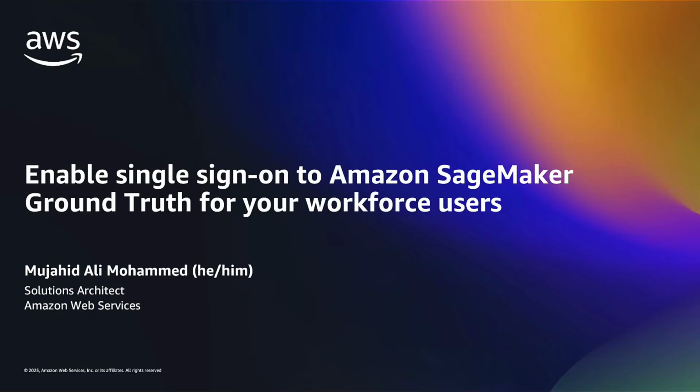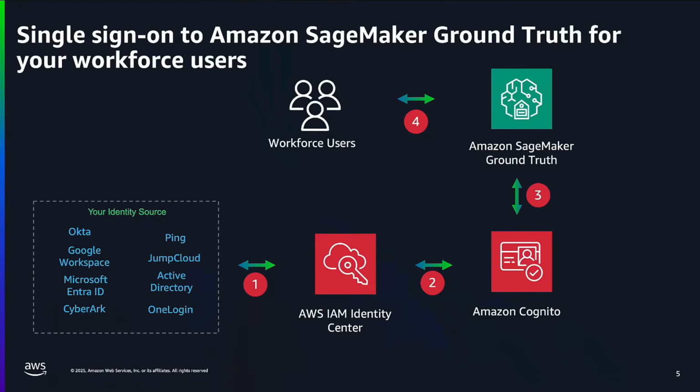This is a quick demonstration video on how to set up single sign-on access to Amazon SageMaker Ground Truth for your workforce users. Customers leveraging identity providers like Microsoft Entra ID, Okta, and Ping Identity often seek centralized access control, strong authentication, and compliance-ready user management across their enterprises.